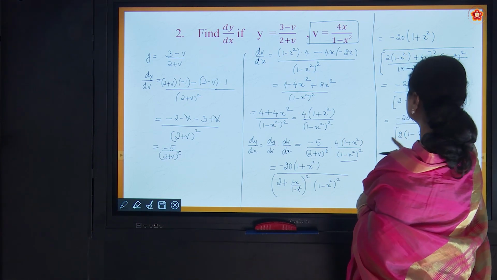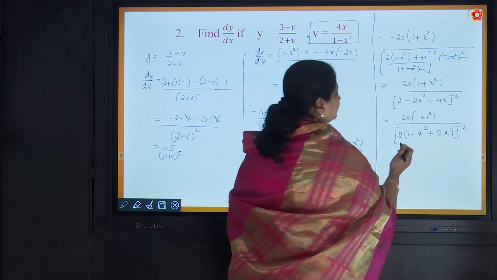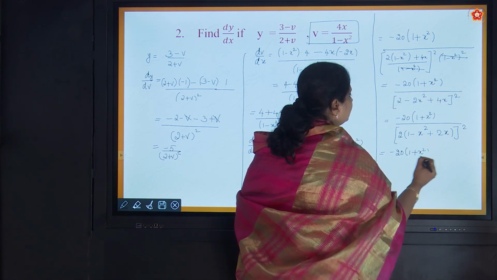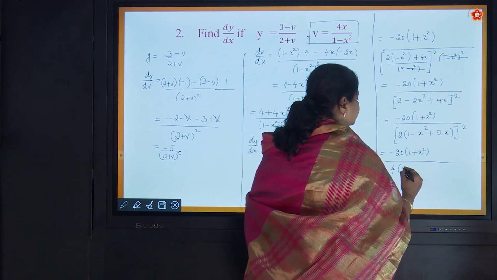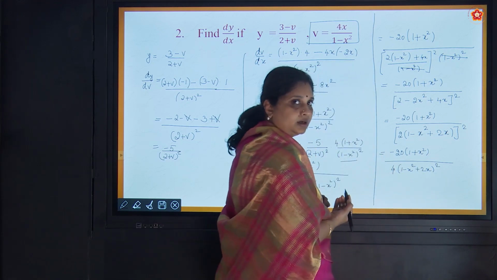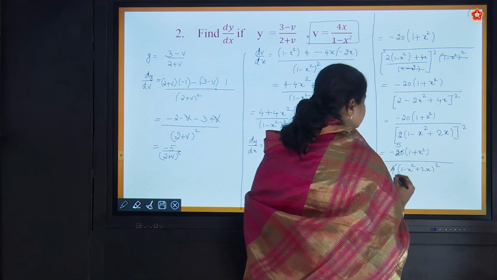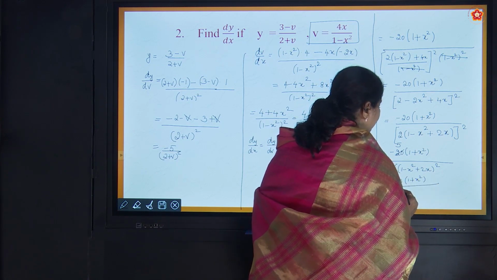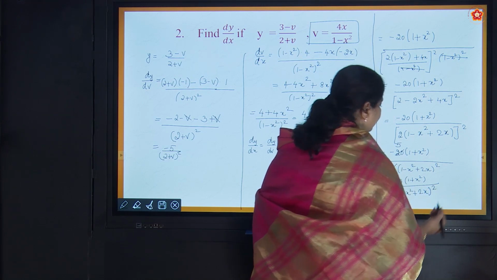Now this whole square is for the entire thing, right? So now what we will do is, we'll make this minus 20 into 1 plus x square divided by, this 2 is getting squared, it becomes 4 into 1 minus x square plus 2x the whole square. Okay, so now this 4 and this get cancelled. I have minus 5 into 1 plus x square divided by 1 minus x square plus 2x the whole square.